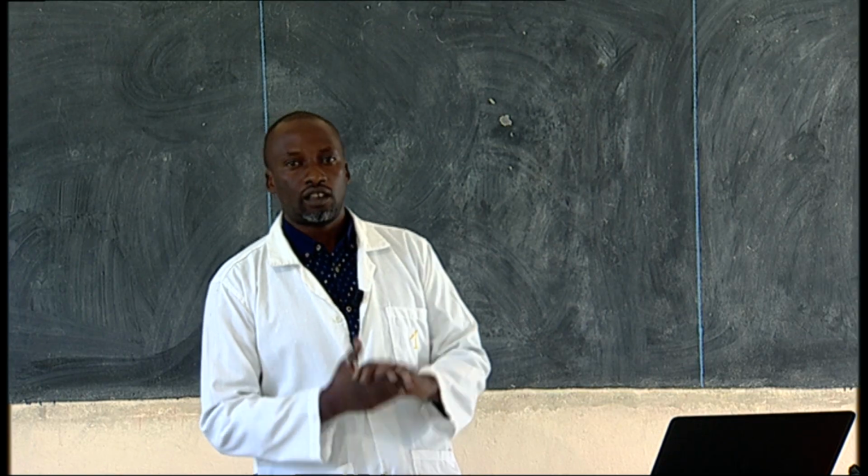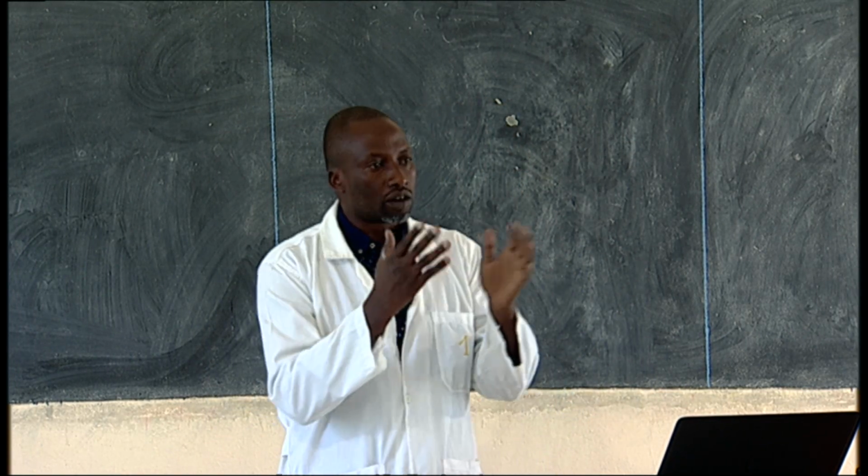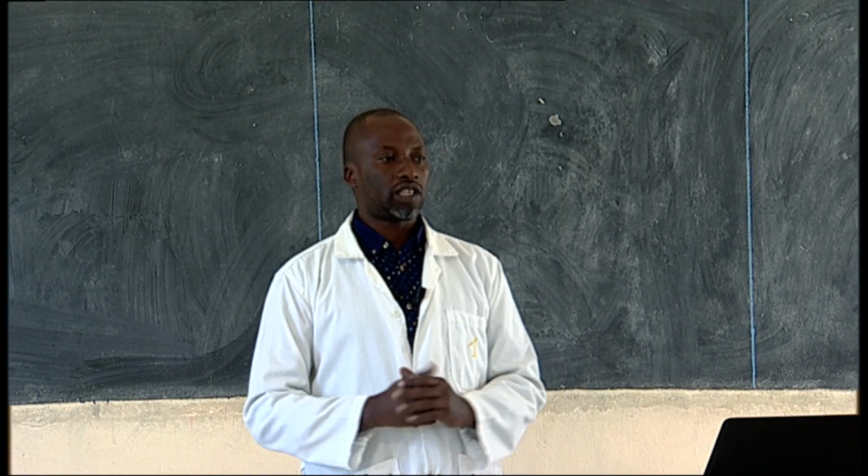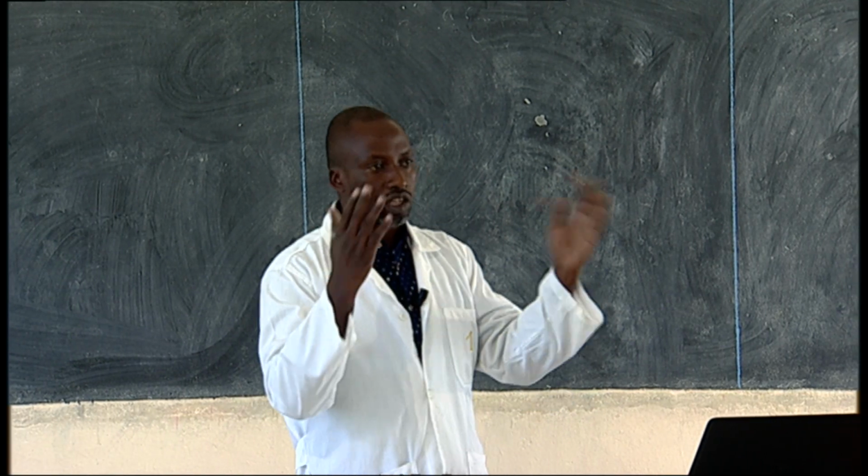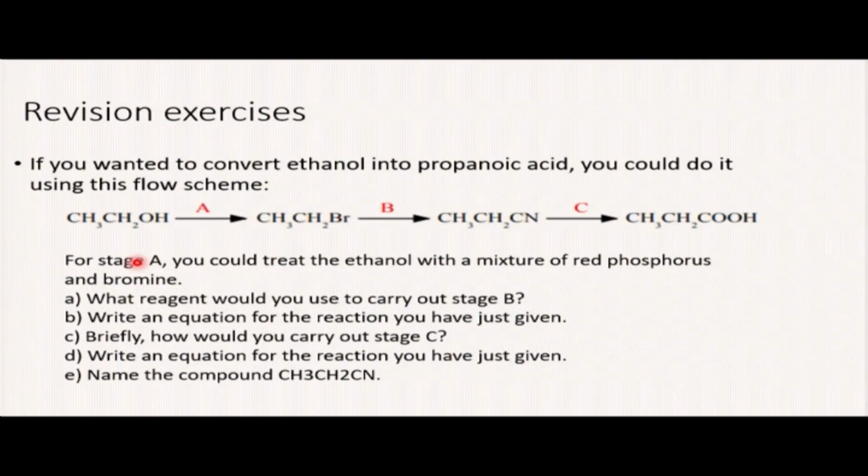Before we look at the chemical properties, dear students, let us first answer one of the questions, and then we assess ourselves and find out whether we can answer the question related to the preparation of the acid. The question goes: if you wanted to convert ethanol into propanoic acid, you could do it using the flow scheme. You have ethanol, then reagent A changes it to an alkyl halide, which is bromoethane, in presence of reagent B, then it changes to ethane nitrile, then finally to propanoic acid. For stage A, you could treat the ethanol with a mixture of red phosphorus and bromine.